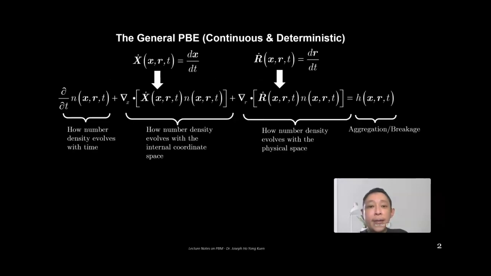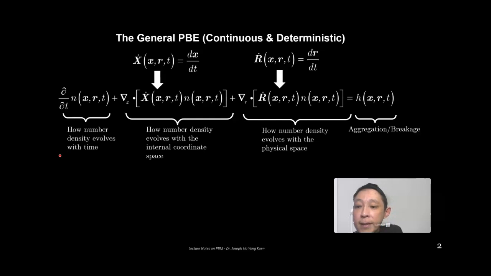Now remember, in the past recording we showed this general population balance equation, which is for a continuous and deterministic system. This is the general multi-dimensional population balance equation, multi-dimensional with respect to the internal coordinate and also the external or the spatial coordinate. So let's just do a quick recap on this general population balance equation.